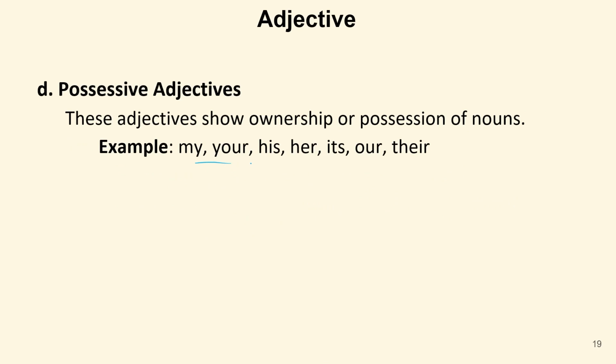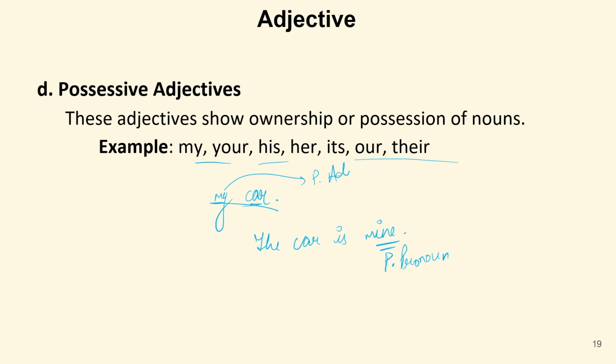Now possessive adjectives, as I told you, are my, your, his, her, its. Just after this, that, like we have my, so I can say my car. This is the phrase my car. So my is a possessive adjective and is used just before the noun. But if I say the car is mine, in this sentence we can see we have used the word mine. It is also showing the possession, but it is not used just before the noun. So this is a possessive pronoun. Whereas my is just used before the noun, so this is a possessive adjective. So this is the difference between possessive adjective and possessive pronoun.